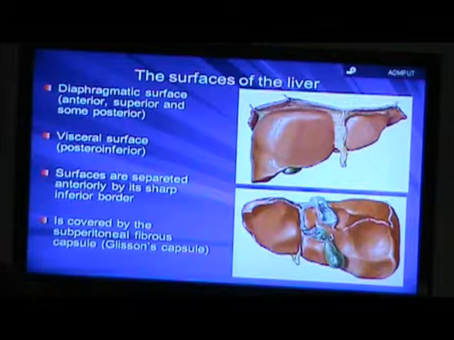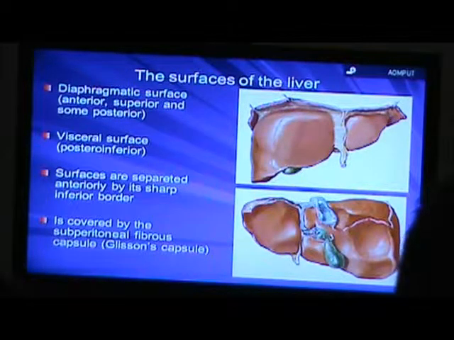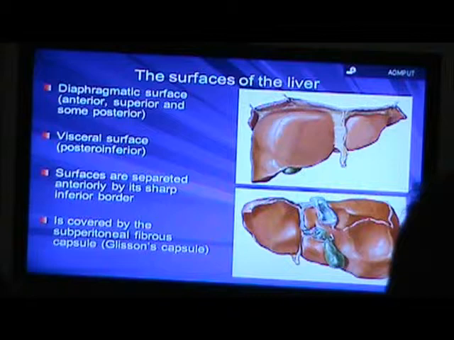Liver has 2 surfaces: the diaphragmatic surface, anterior, superior, and some posterior, and the visceral surface, posterior-inferior. Surfaces are separated anteriorly by its sharp inferior border. So we can see here and here. It is covered by the subperitoneal fibrous capsule. This capsule is called the Glisson's capsule.